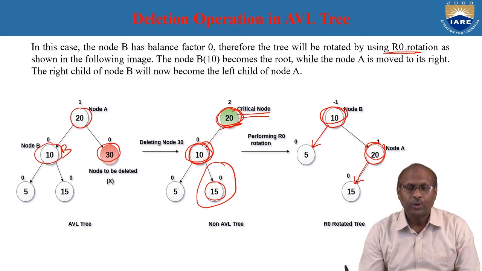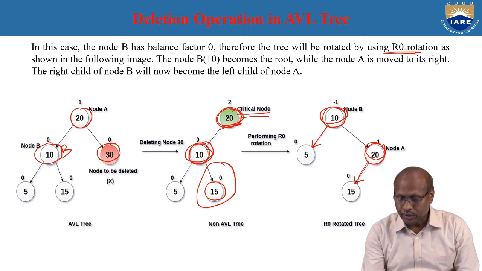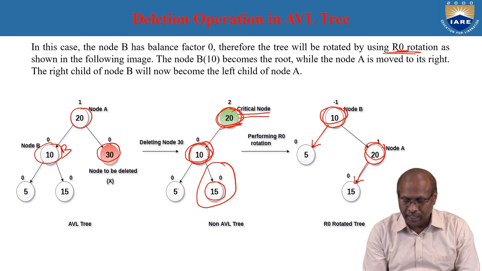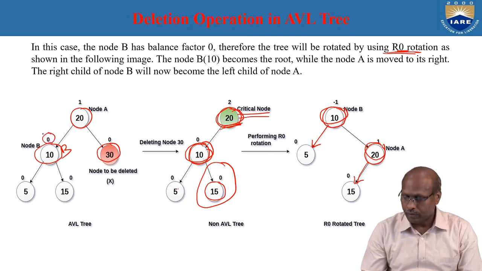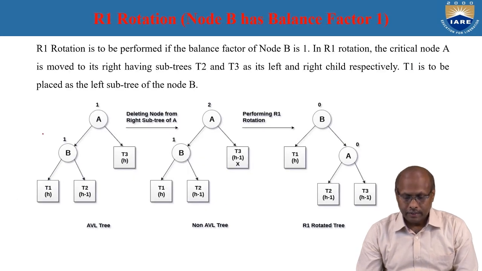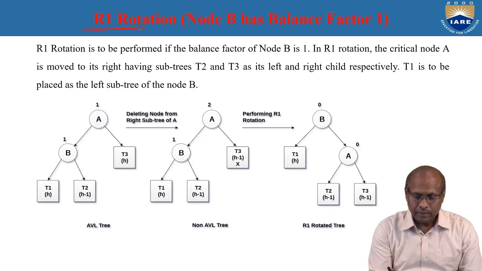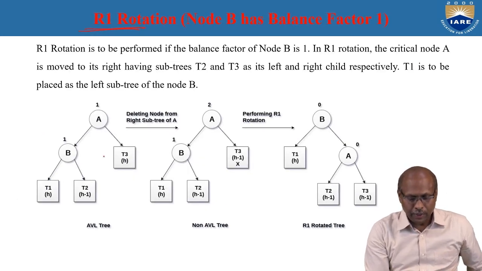This is R0 rotation. What does 0 stand for? The balance factor of B, because the balance factor of B is 0. Next, think about R1 rotation. That means the balance factor of B is 1.